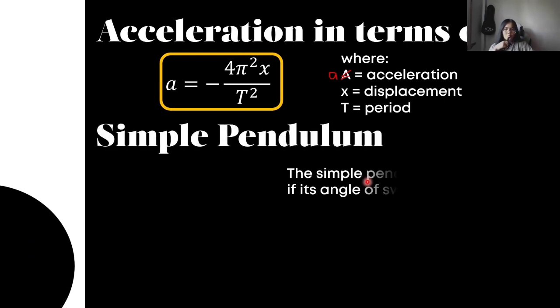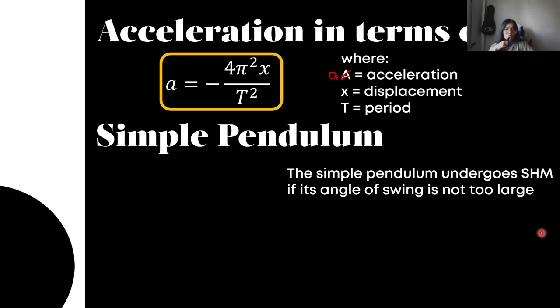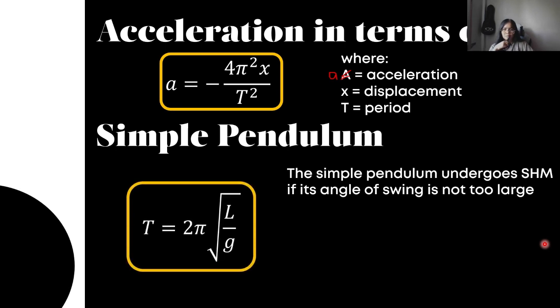Then T. For pendulum naman, the simple pendulum undergoes SHM if its angle of swing is not too large. So, ganyan. Kasi bakit ganon? Di ba ang pendulum, ganito siya. Ay, sorry, this straight. Mahirap kasi magsulat guys pag naka-mouse. So, ganyan. Pendulum, di ba ganun yan? Or back and forth lang yan. So, may angle kasi tayo dito.